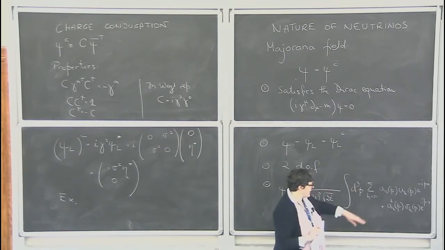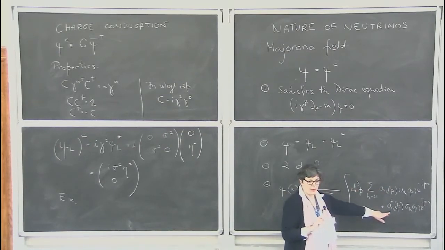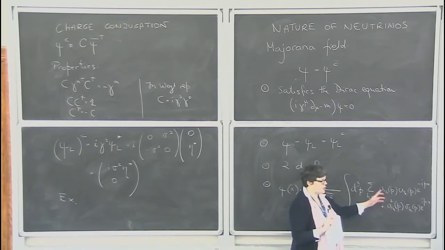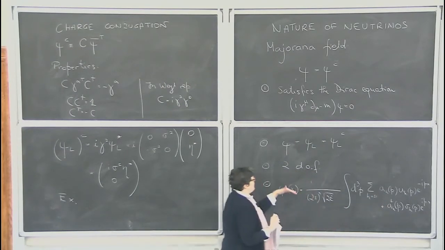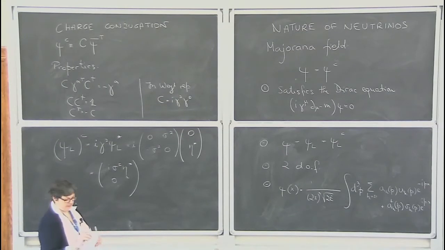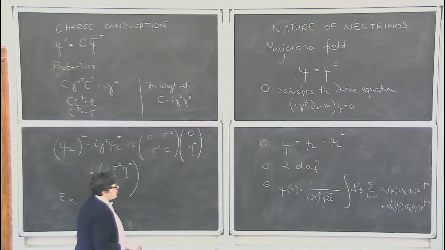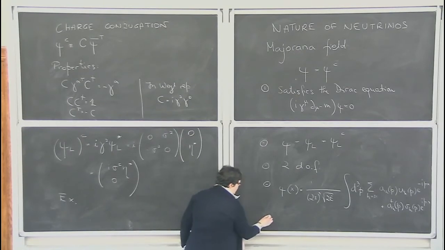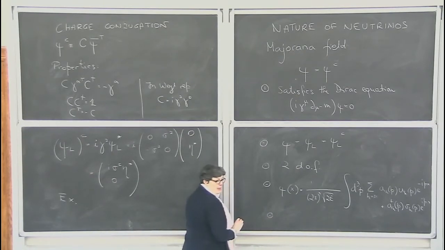Normally, for a Dirac field, this would be a separate operator, a B dagger. But if I apply the Majorana condition, this tells me that B needs to be equal to A, and I end up confirming what I've just seen before, that I have only 2 degrees of freedom. And the last property I want to mention is that Majorana fields don't carry any quantum number. In particular, they don't carry lepton number or, let alone, any charge.